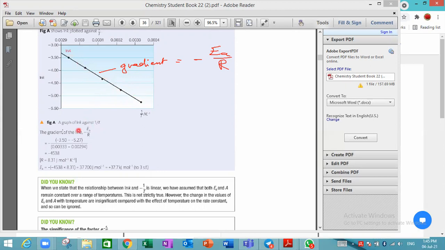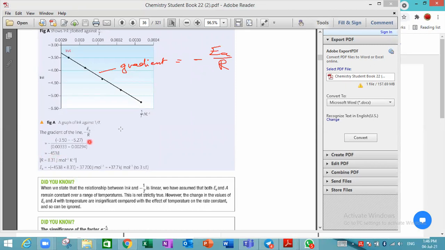So here, for example, to calculate the gradient, they took minus 3.5 at this point, and minus 5.27, it's here, I think. So minus 3.5 minus minus 5.27, divided by 0.00294 minus 0.0033. You get the gradient equal to minus 4538.